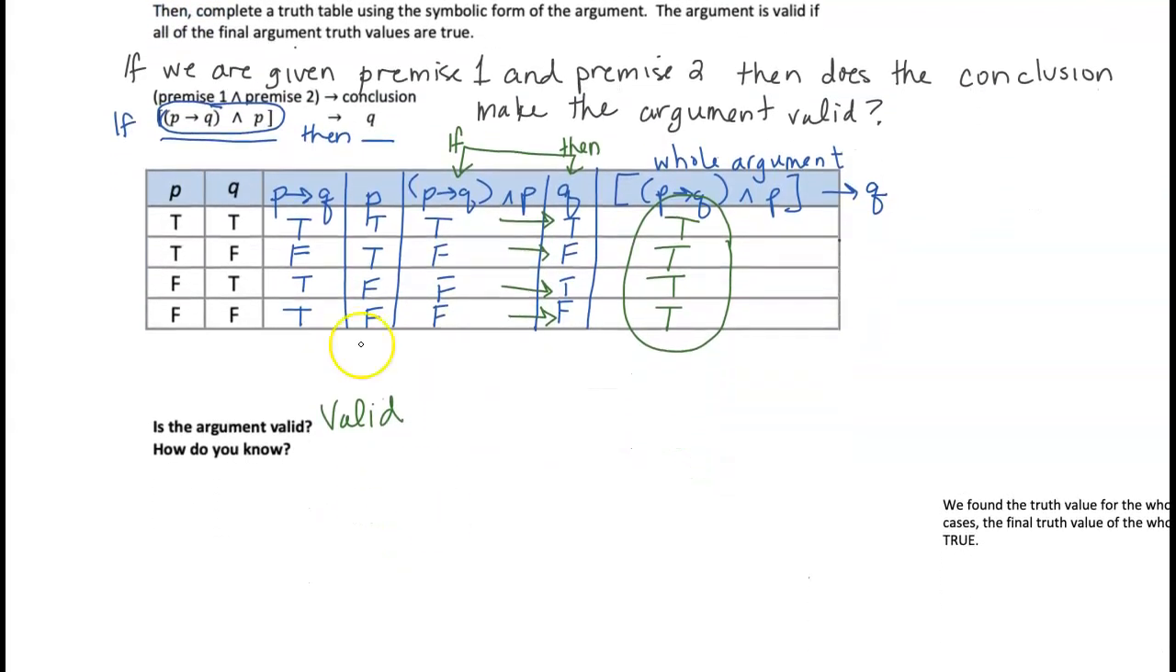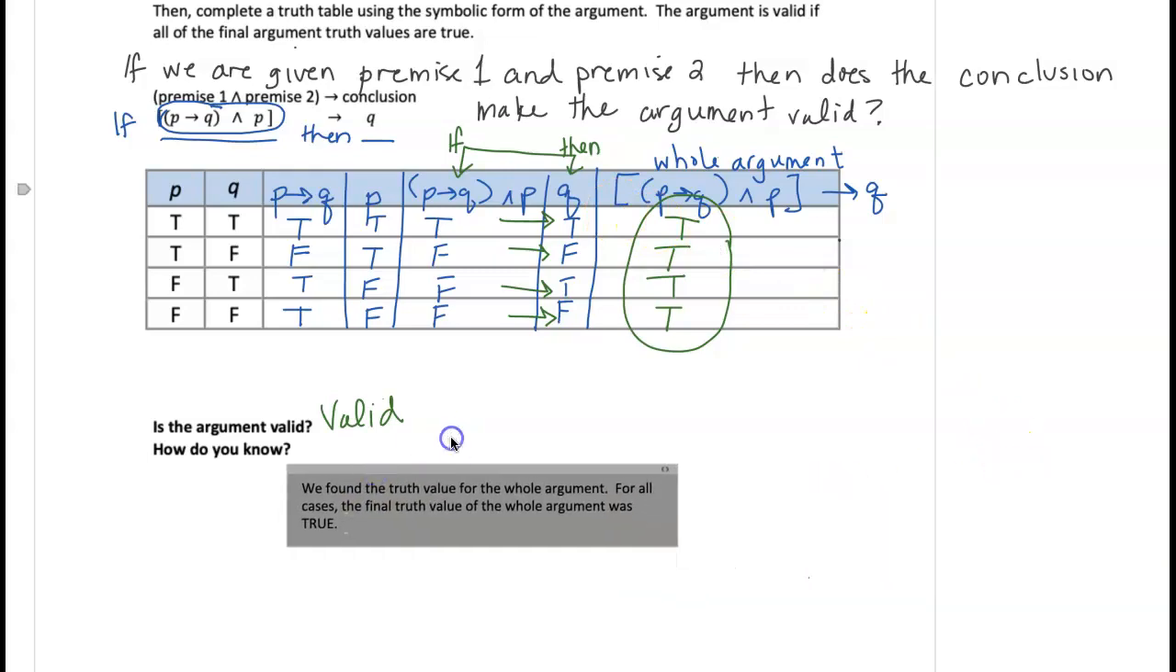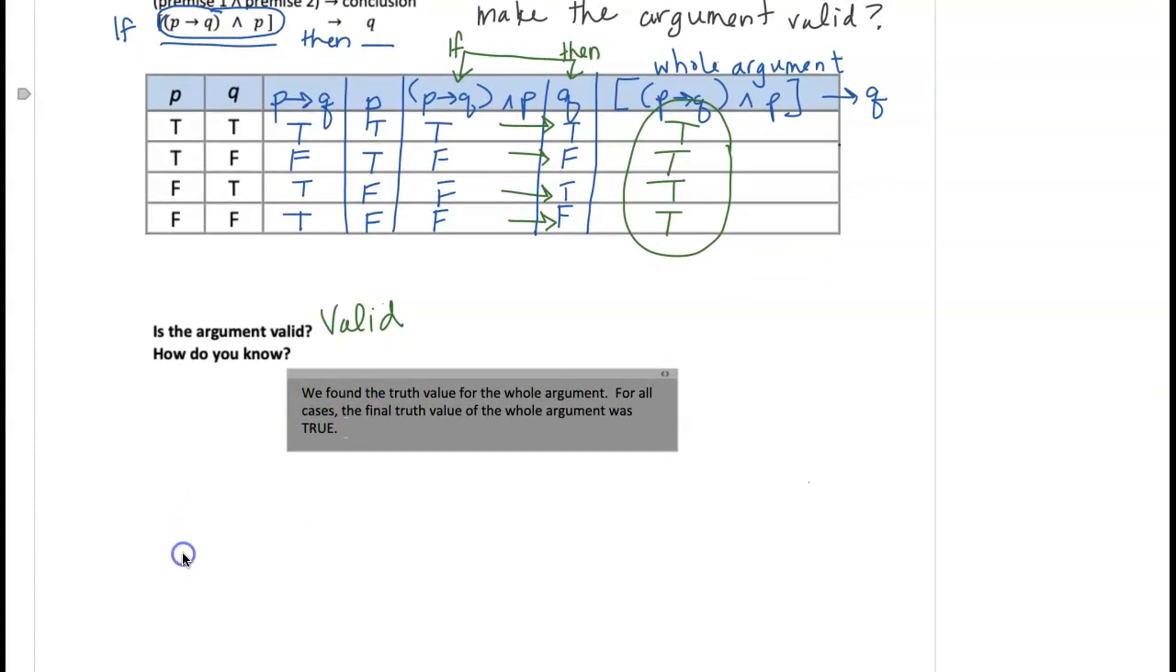How do we know if it's valid? We know it's valid because we created a truth table using the entire argument, and at the end, the last column of all the truth values was true. Let's go ahead and try method 2.